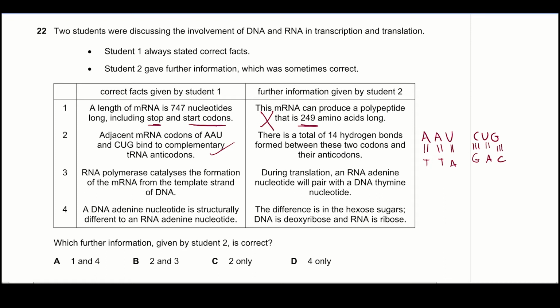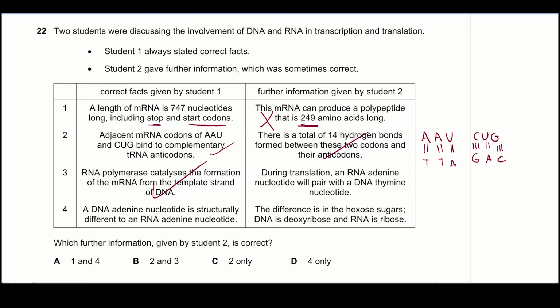So if we count these and add them up, it's going to be 14. So this is correct. RNA polymerase catalyzes the formation of mRNA from the template strand of DNA. This is correct. Let's see the next one.